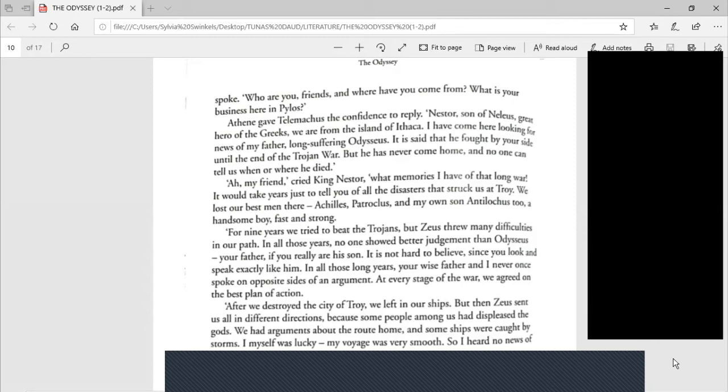Okay, what does that say? What does this say about these two people? What does this say about Odysseus and the man they're talking to? Nestor. What does this paragraph tell us about the relationship that Nestor had with Odysseus?